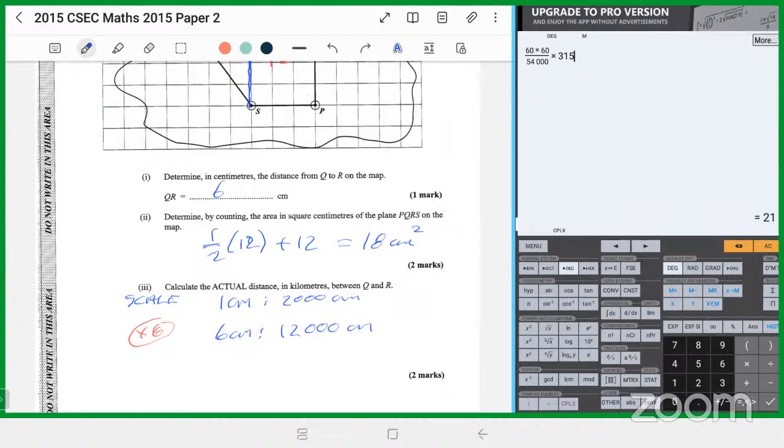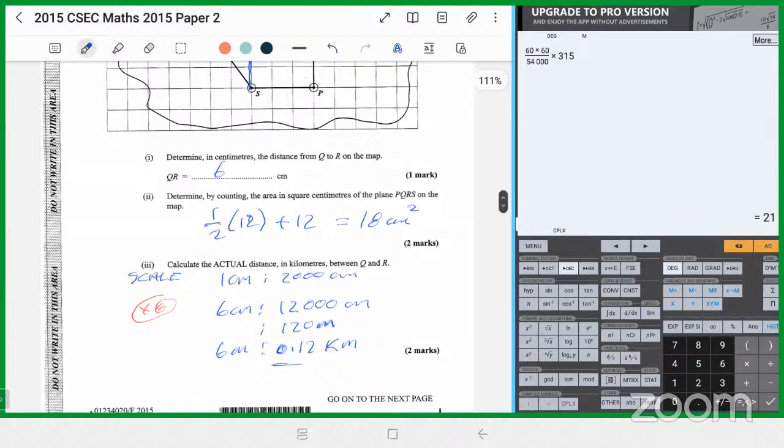So first, to get kilometers, cut this off first to get meters, and then you divide by another 1,000. So let's do it this way. First, it is 120 meters. And then to get kilometers, you divide by 1,000. And so it is 0.12 kilometers. So the 6 centimeters is 0.12. So this is the answer right here. 0.12 kilometers is the distance.